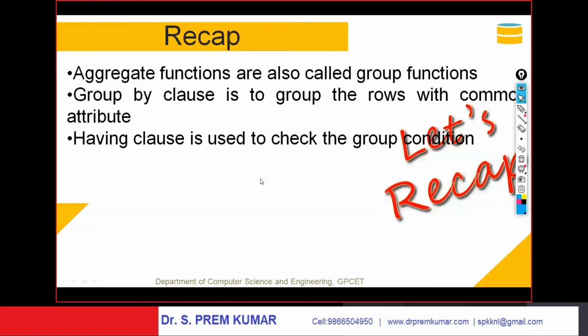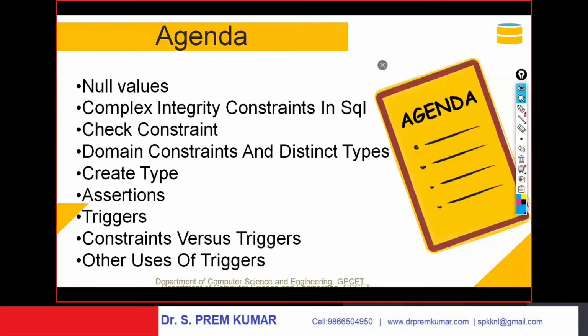Now, in this class, let us have a discussion on null values, complex integrity constraints. The outcome of today's class should be that you learn what null values are, and what complex integrity constraints in SQL are, like check constraints. In many cases we use these check constraints. You should know what is meant by a check constraint, domain constraints, and distinct types, and create type, assertions, triggers, constraints versus triggers, and other uses of triggers.